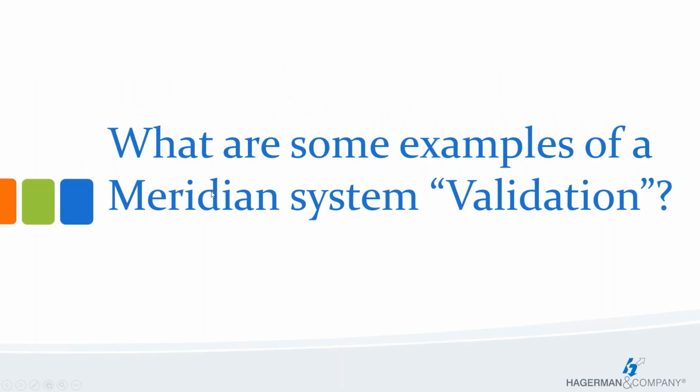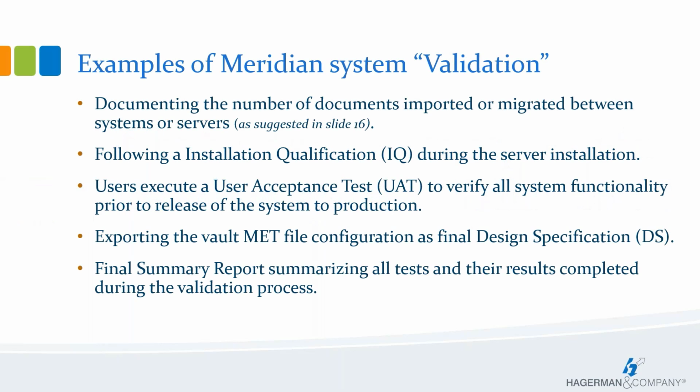All right, so next, we'll talk about some examples of Meridian system validation. I'm just going to go through some quick lines here that summarize them. First, documenting the number of documents imported or migrated between systems, like what we talked about on slide 16. I think this will be sent out afterwards if anybody wants to look back at that. Basically it shows that documents transferred from the old system to the new system match up and everything is as expected.